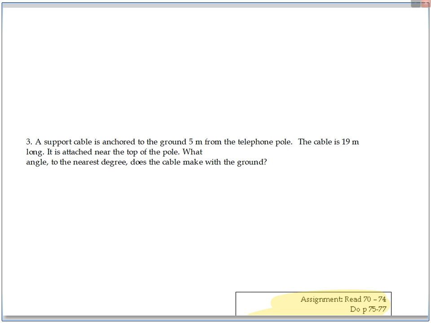A support cable is anchored to the ground 5 meters from a telephone pole. Okay, what the heck is that? What's a telephone pole? And remember, you're just drawing a triangle. You're just drawing this every time. The right angle triangle. So where's the pole? Straight up and down, the hypotenuse, or the left and right? So the pole goes up and down.